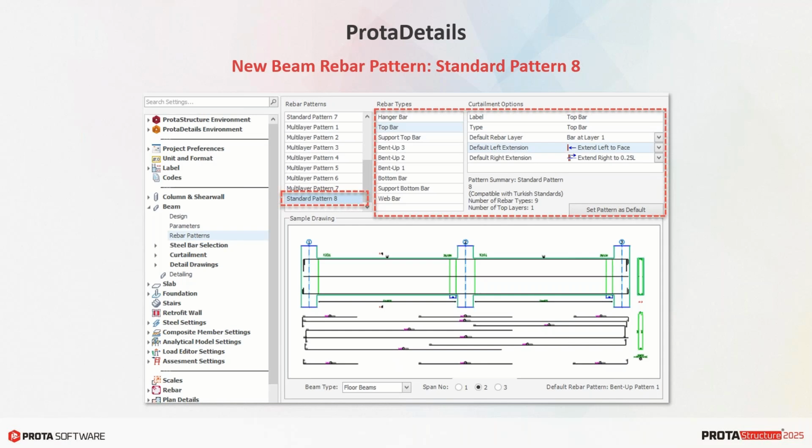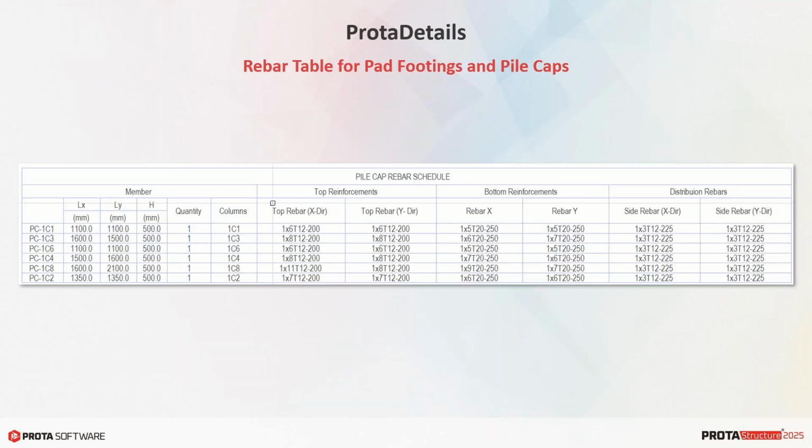Similar to all other patterns, you can customize this pattern as well. Here, hanger bars are included, and web bars are automatically distributed to the sides if necessary. If you have pad footings or pile caps in your model, it's now possible to generate a detailed reinforcement table like the one that's already available for the beam rebar schedule.